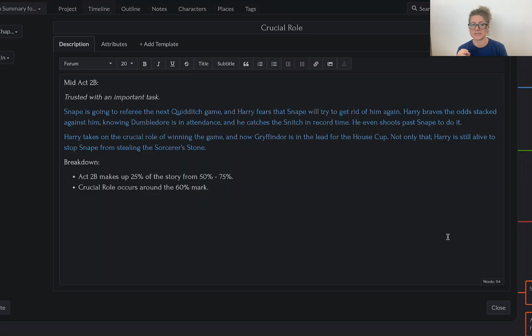Trusted with an important task. Snape is going to referee the next Quidditch game, and Harry fears that Snape will try to get rid of him again. Harry braves the odds stacked against him, knowing Dumbledore is in attendance, and he catches the snitch in record time. He even shoots past Snape to do it. Harry takes on the crucial role of winning the game, and now Gryffindor is in the lead for the House Cup. Not only that, Harry is still alive to stop Snape from stealing the Sorcerer's Stone.